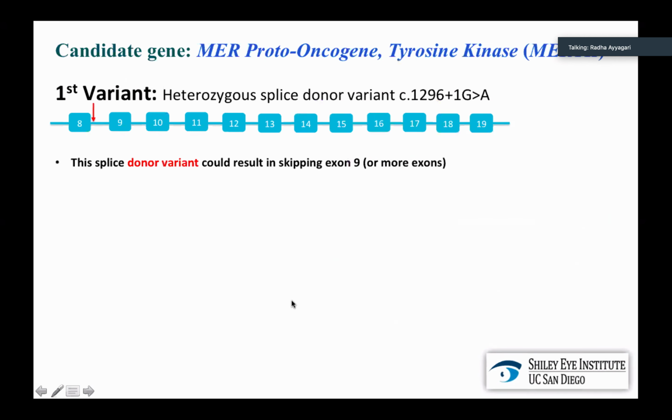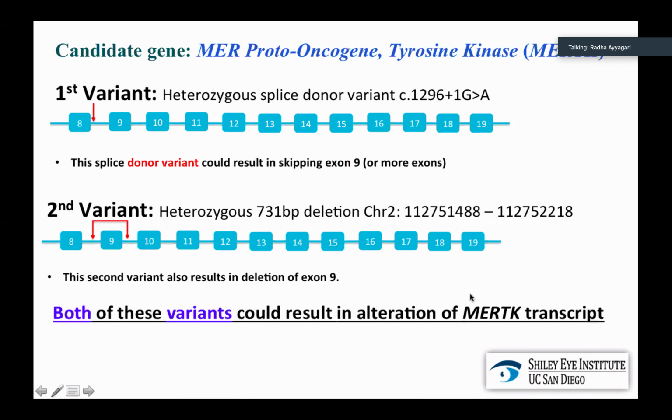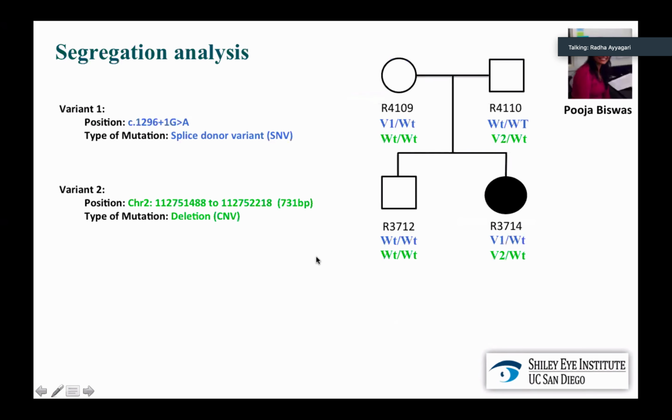So when we put together all the variants, we observed 2 variants in MERTK, which is a known IRD gene. One of these variants is a splice site variant, and the other one is a larger deletion that included exon 9 of MERTK. So these 2 variants could result in alteration of the MERTK transcript. All genetic studies which I'm going to present today were carried out by my grad student Pooja Biswas.